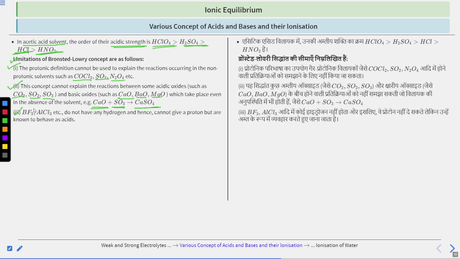Third limitation, PF3, AlCl3 etc. do not have any hydrogen, right? And hence cannot give a proton, but are known to behave as acids. So how will the Bronsted-Lowry concept define this? So these are some limitations of the Bronsted-Lowry concept.